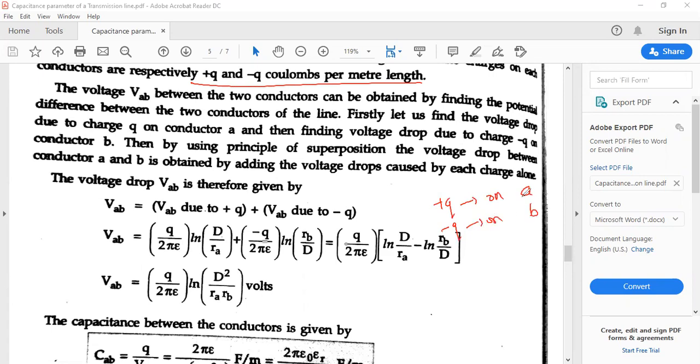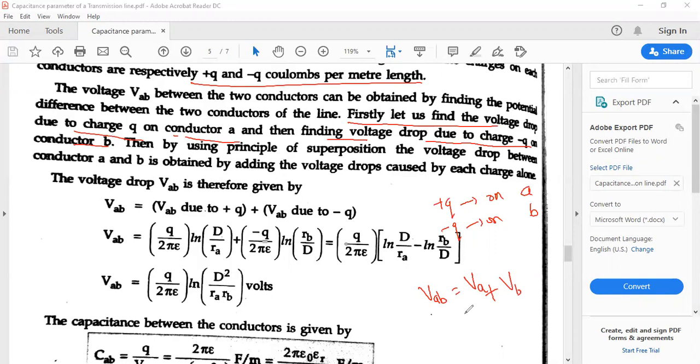The voltage drop between these two conductors can be obtained by finding the potential difference between the two conductors. The first thing I need to take is the voltage drop due to the charge Q on conductor A, and then find the voltage drop due to the charge minus Q on conductor B. So if I want to find VAB, I'll find VA first, the voltage drop due to the charge Q on conductor A, and then the voltage drop due to the charge minus Q on conductor B.